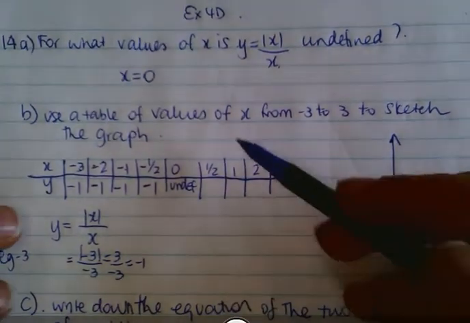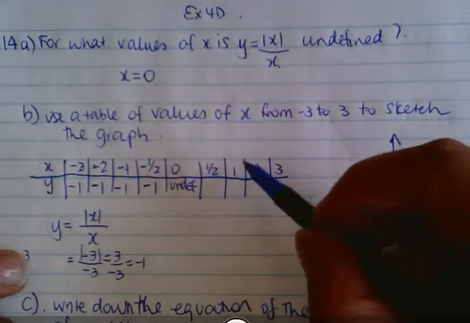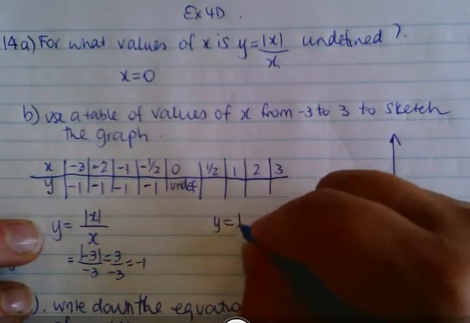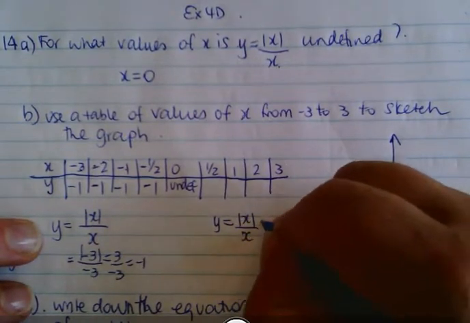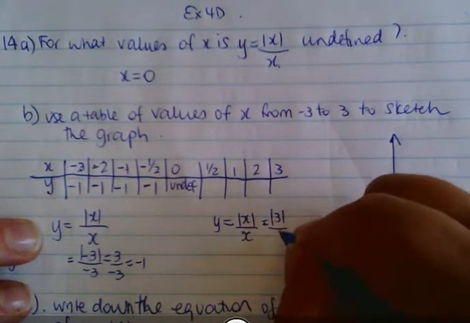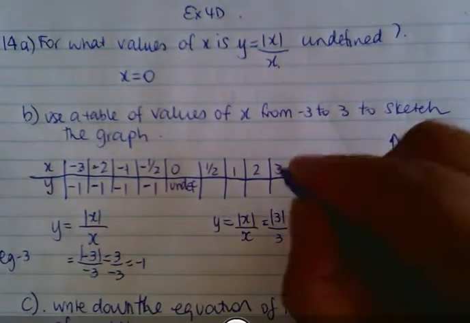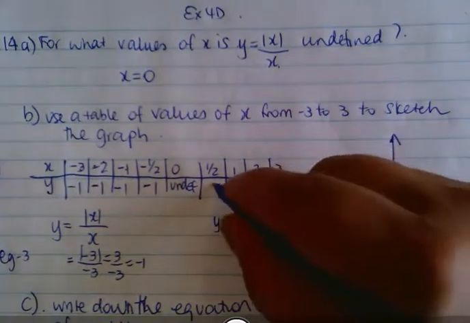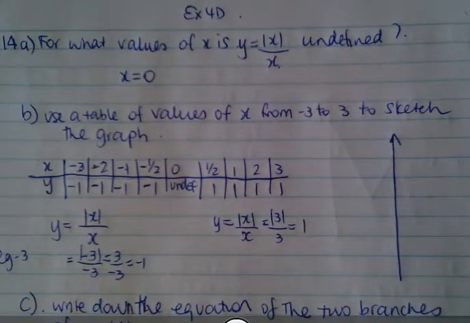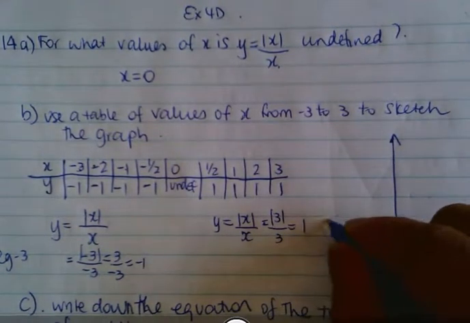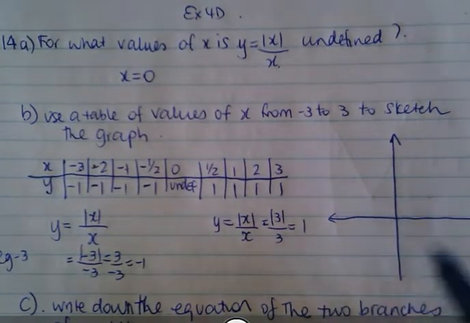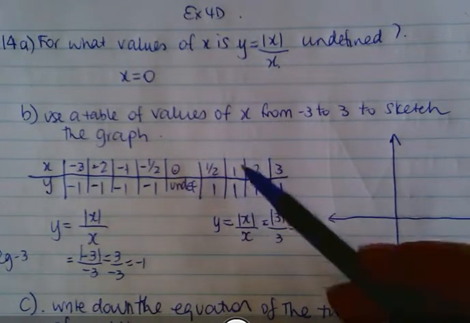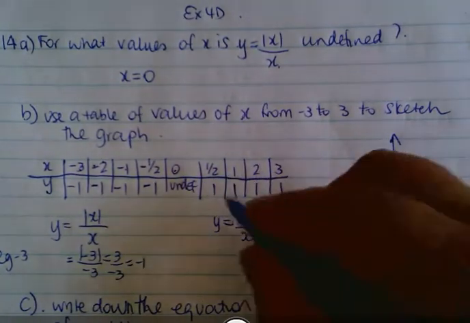And on the other side, let's look at x is 1, say, or x is 3, doesn't matter. When x is 3, you get absolute value of 3 on 3, which is 1. And you'll get 2 on 2, which is 1. 1 on 1, which is 1. And a half on a half, which is 1. So it appears that you cannot have x is 0, but for values of x greater than 0, the value of your function is 1.